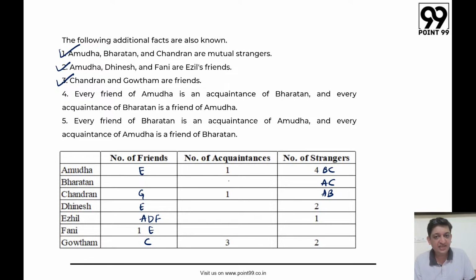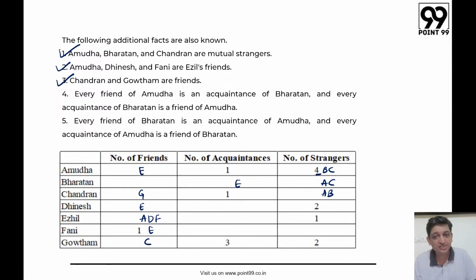So if E is here, then in Bharatan's acquaintances, E will definitely come. And every acquaintance of Bharatan is a friend of Amuda. So what does this mean? We know that Amuda has only one friend. And how did we arrive at this conclusion? We know that Amuda will be related to 6 people because there are 7 people in total. Amuda can't be related to herself. Amuda has to be related to the remaining 6 people.